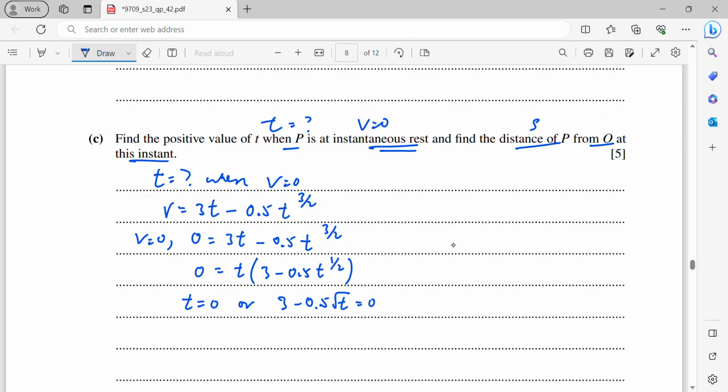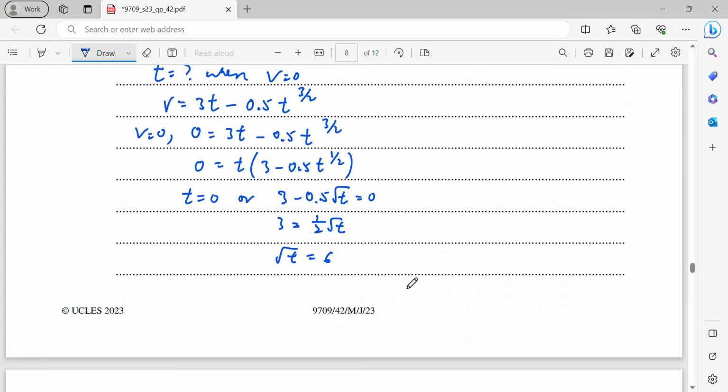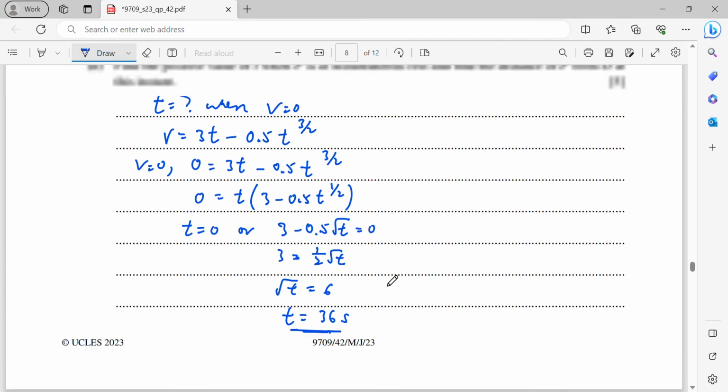So t equals 0 is the initial, which means we can just ignore this. Then 3 equals half square root t. Then square root t is going to be 6. Hence I will get the t. t is going to be 36. So that is my t value.